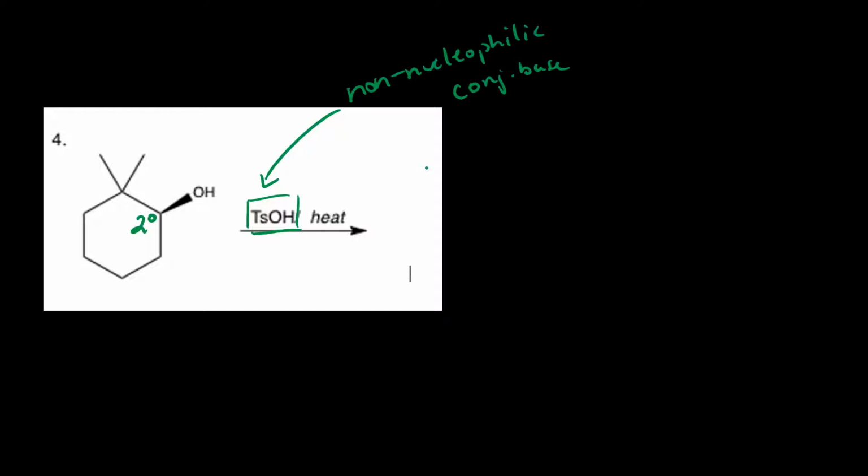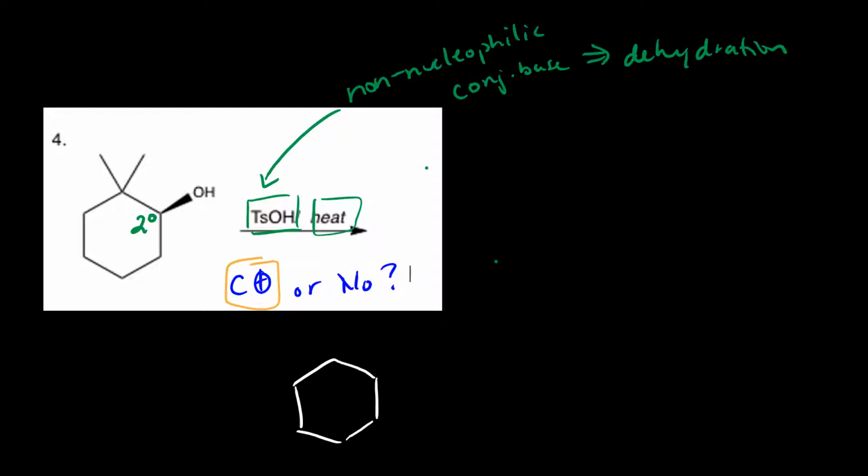So this is driving dehydration. And the heat there is another indicator that this is an elimination reaction. So we have to think carbocation or no, and it does have a carbocation that's going to form. So now we have to think about rearrangements if they're possible.